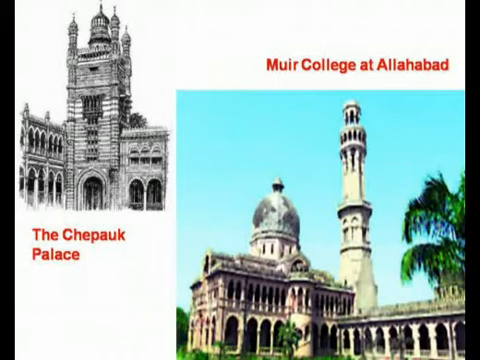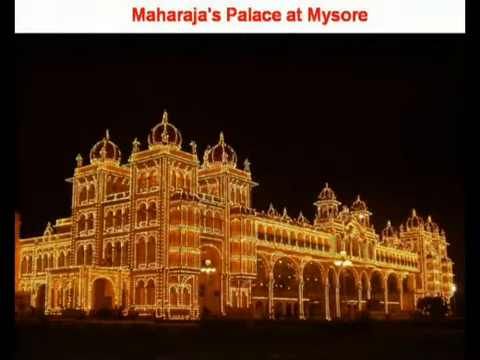The Chepauk Palace in Chennai, designed by Paul Benfield, Law Courts, Victoria Memorial Hall, Presidency College and Senate House of Chennai, Muir College at Allahabad, Napier Museum at Thiruvananthapuram, the Post Office, Prince of Wales Museum and the Gateway of India in Mumbai, the Maharaja's Palace at Mysore and MS University and Lakshmi Vilas Palace at Baroda are examples of Indo-Saracenic style of architecture.